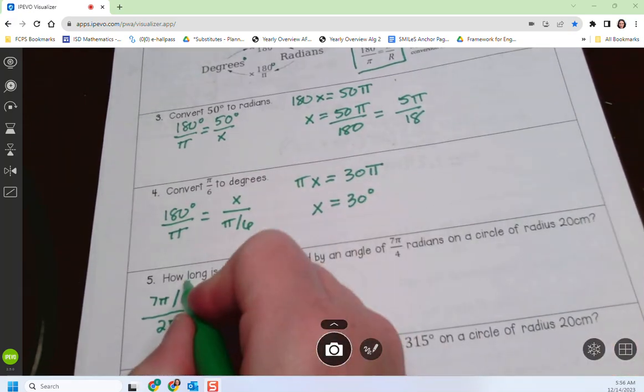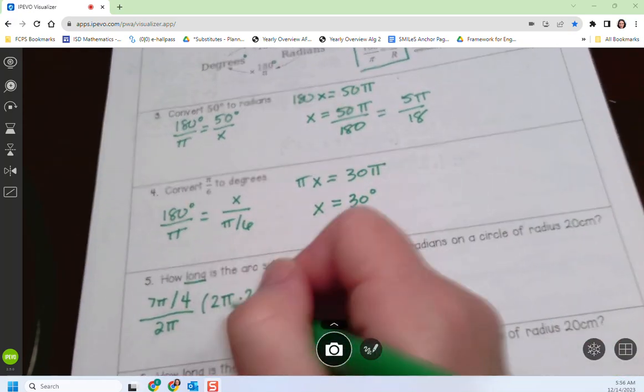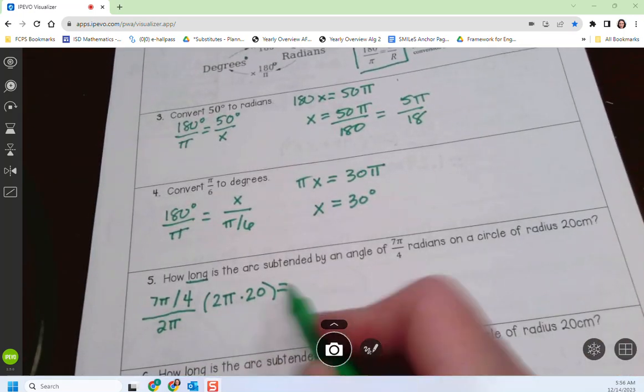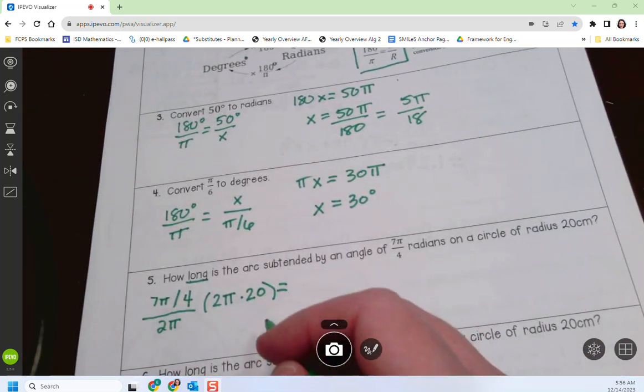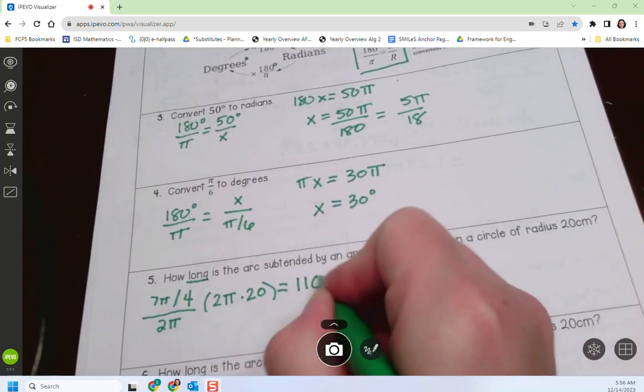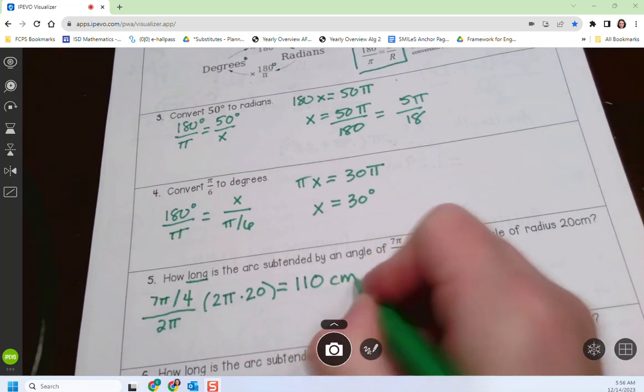Now, we're trying to find the length of an arc, so we don't need pi in our answer, only need pi in our answer when we're converting to radians. So you can substitute this into your calculator, and you're going to get that it rounds to 3 sig figs, 110 centimeters.